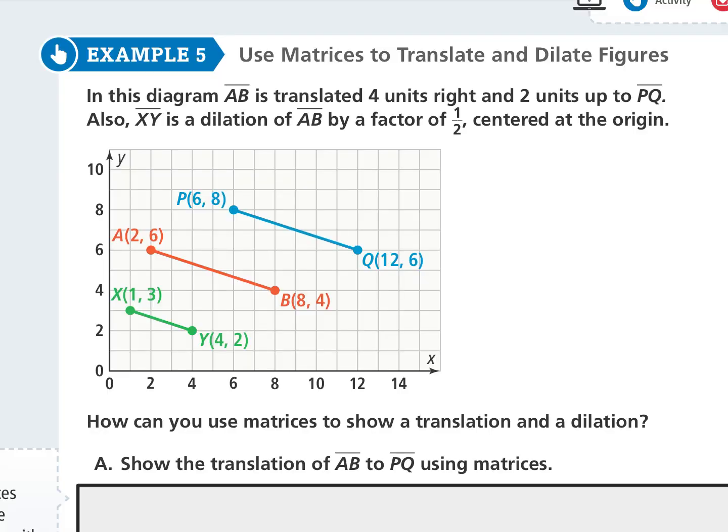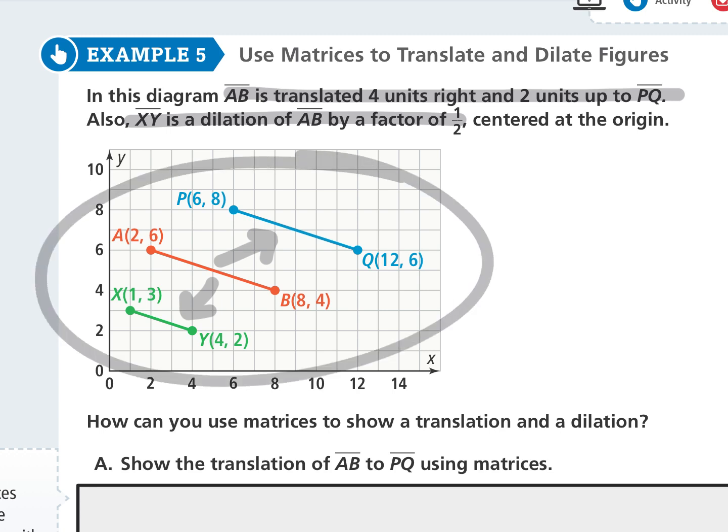Okay, so in this last example, it's going to be more important than you think, so please make sure you take good notes on this, because we're going to circle back to this a few times. So this is an example of using matrices to translate and dilate figures. So first you should write down these words. AB is translated to create PQ, and then XY is a dilation of 1/2 for AB. So this is 2 different sets of transformations, but they're both stemming from AB. You should also have this diagram drawn.